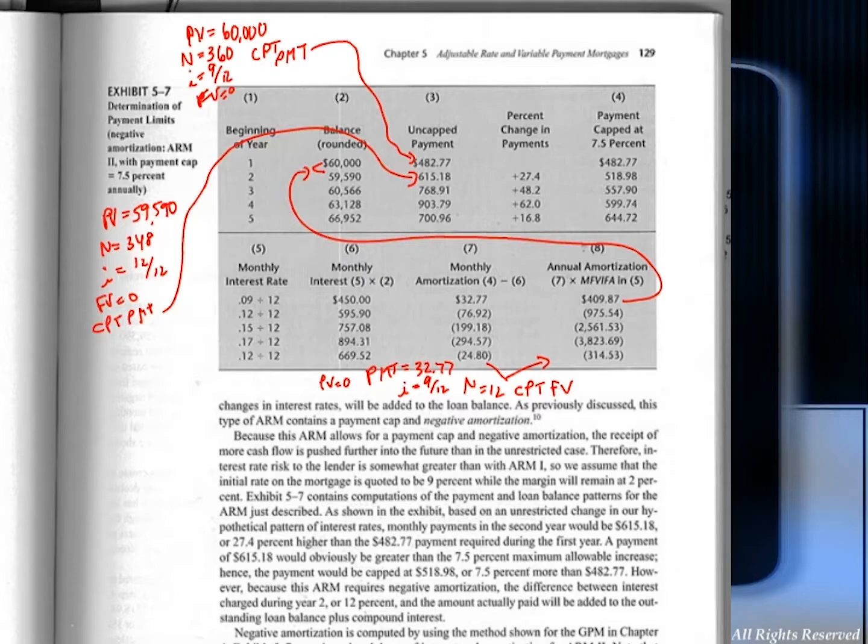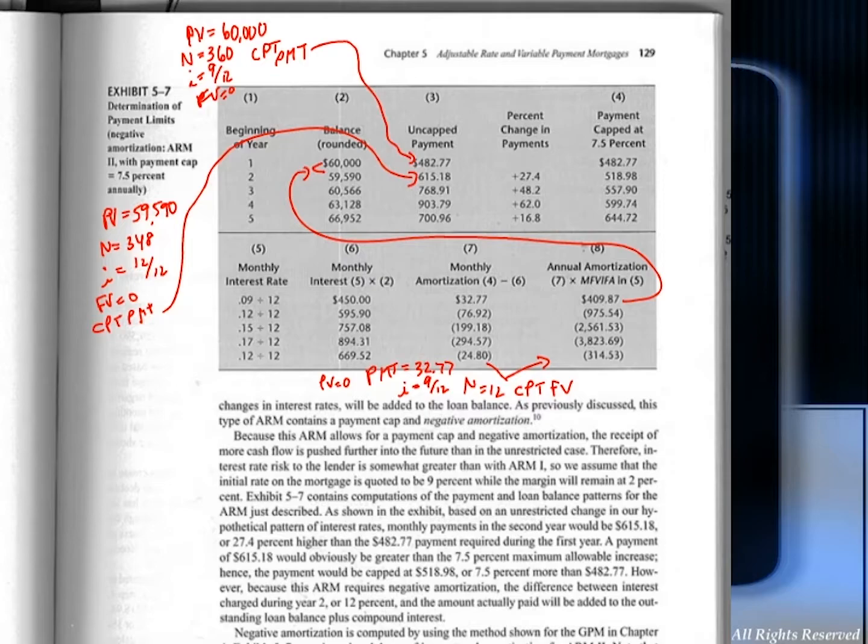So we start out with the $60,000 balance at the beginning of year one. We know that. And we started out with an 8% rate. No, 9% for ARM 2. So I wrote at the very top margin of this page, the present value is 60,000 for 360 months, 9 divided by 12, the future value is 0, and you compute the payment. And you came up with the $482.77. So that's where they came up with that first payment. So it's under the uncapped payment, it's the very first payment.